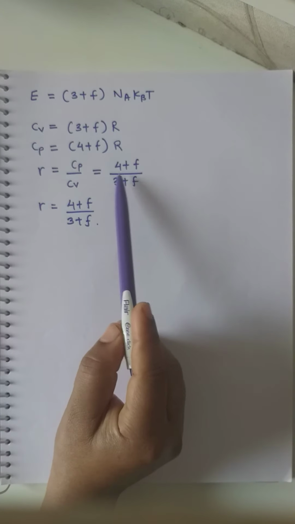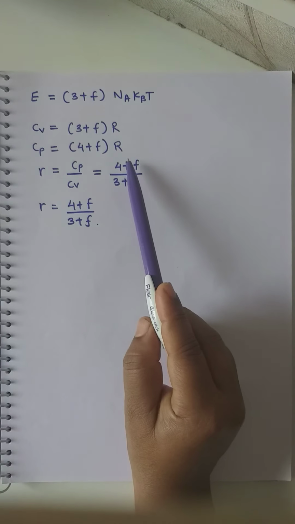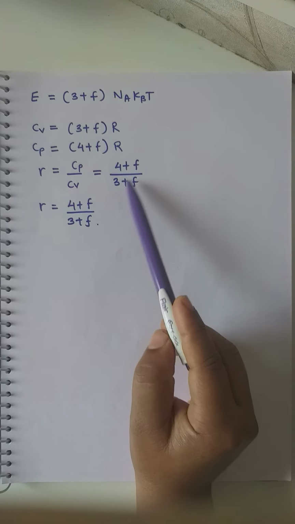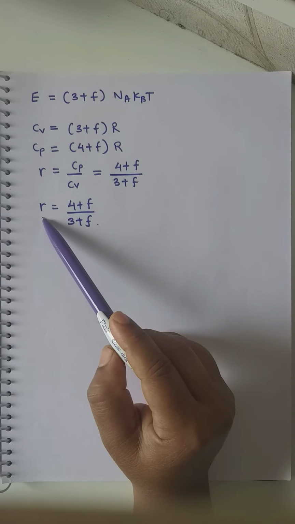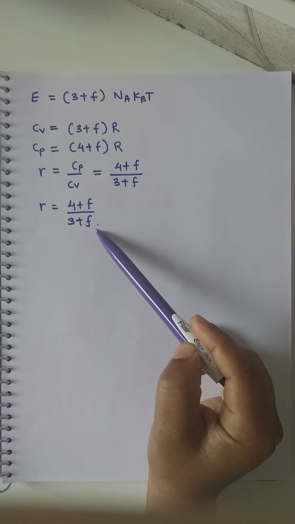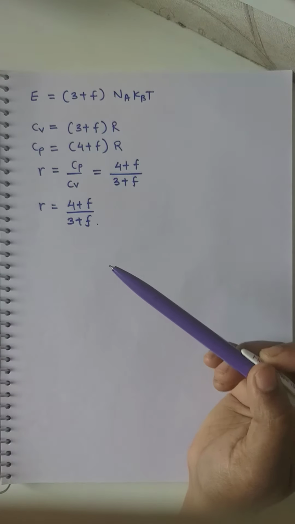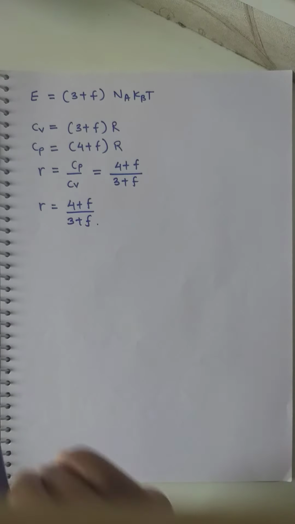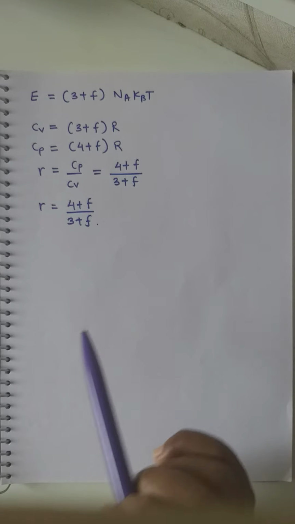Again take the relation between Cp and Cv. The ratio of Cp and Cv, we are getting 4 plus F upon 3 plus F. So gamma is 4 plus F upon 3 plus F. Hence we have derived the relationship, that is the ratio of Cp and Cv, for monoatomic, diatomic and polyatomic gases. Thank you.